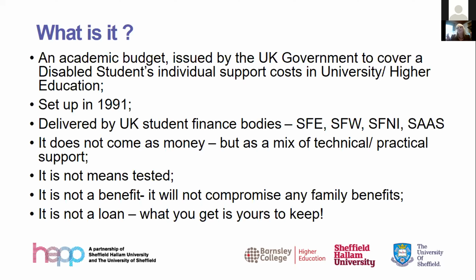So it's not money, it's a mixture of technical support and practical support, amounting to a total budget of up to £25,000 per student. It's not means tested, so it doesn't matter what your family income is. There isn't a decision about who gets what based on your income. It's not a benefit, as I've said, so it won't compromise any other benefits that the family are receiving. It's not counted as income. It's not a loan. It's not payable back. You don't have to repay it at the end as you would a government student loan.